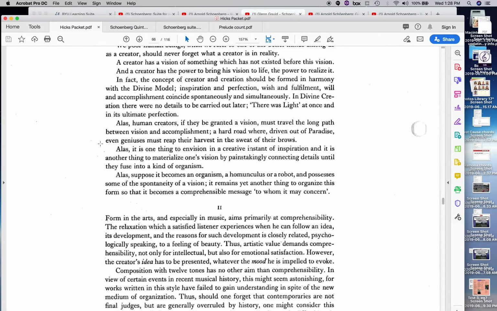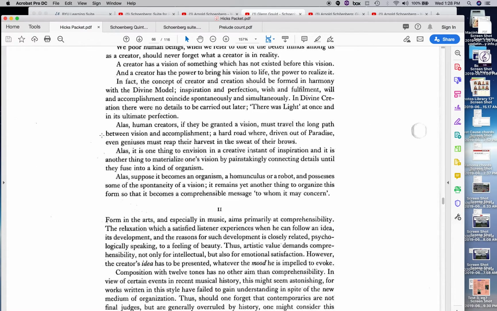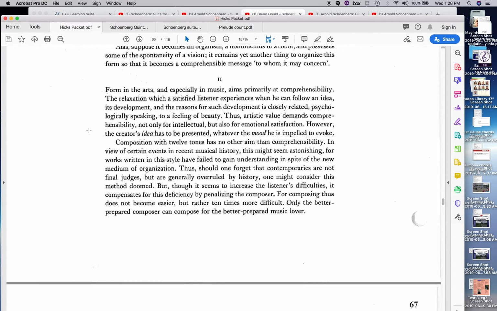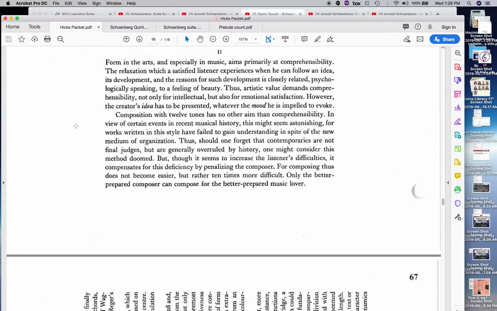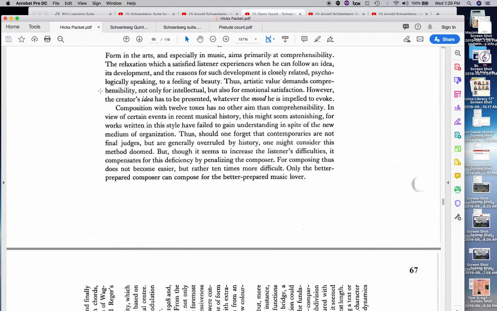and what he's saying is it's too bad humans, we poor human beings, we have to go through this painstakingly connecting the details, whereas God supposedly didn't have to do that. Of course, Mormons would disagree with that, I think, probably. Anyway, and then he talks about this idea that comprehensibility governs form. So he's saying, okay, you have this idea and you have to put it in a form so that you can communicate or convey it to others.